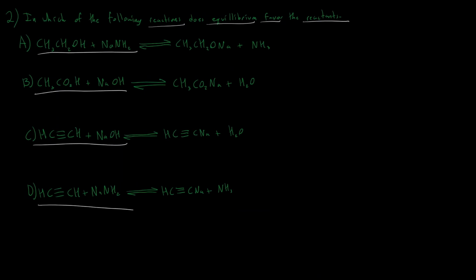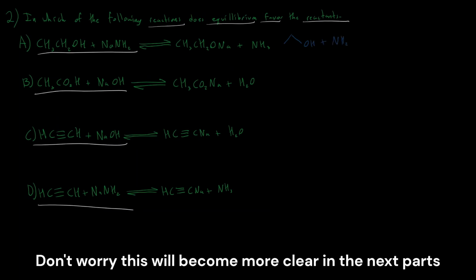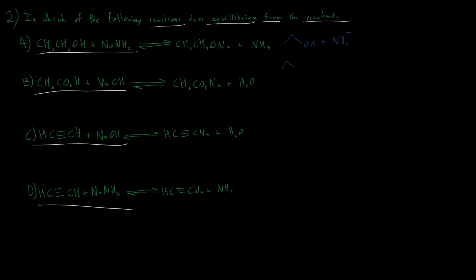Let's do that. So first we'll start with A by drawing the molecules. We have CH3CH2OH, and we have NH2 minus because Na is a spectator ion. And then we have CH3CH2O minus, and NH3. Now, on the left side, this is the acid and this is the base. And on the right side, this is the base and this is the acid. So in order to know which side is favored, we need to look at which side has the stronger acid and which side has the stronger base.